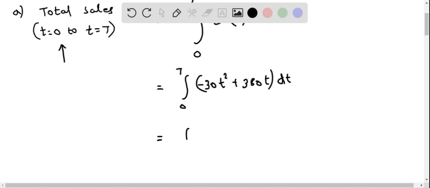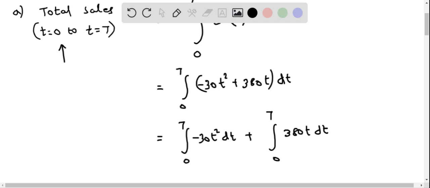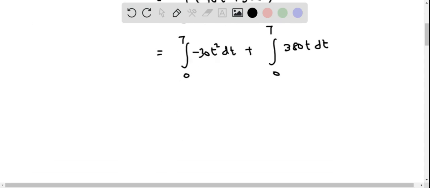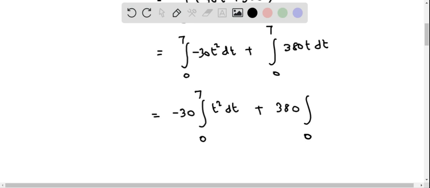In fact, we can write this as two separate integrals: the integral of negative 30t squared dt plus the integral from 0 to 7 of 380t dt. Now I'm going to factor the constants out of the integral. In the first integral, we have a negative 30, which I will factor out, so we integrate only t squared from 0 to 7. Similarly, in the second integral, I factor out the 380, so it becomes 380 times the integral from 0 to 7 of t dt.